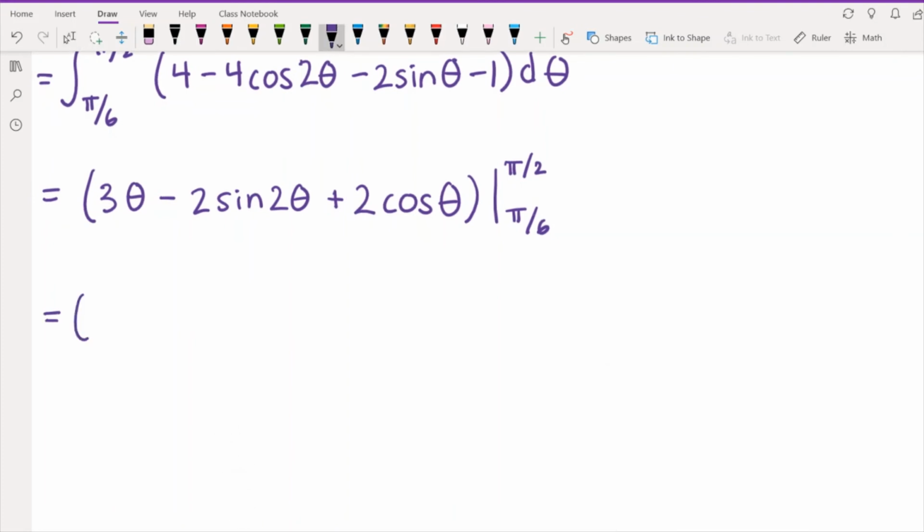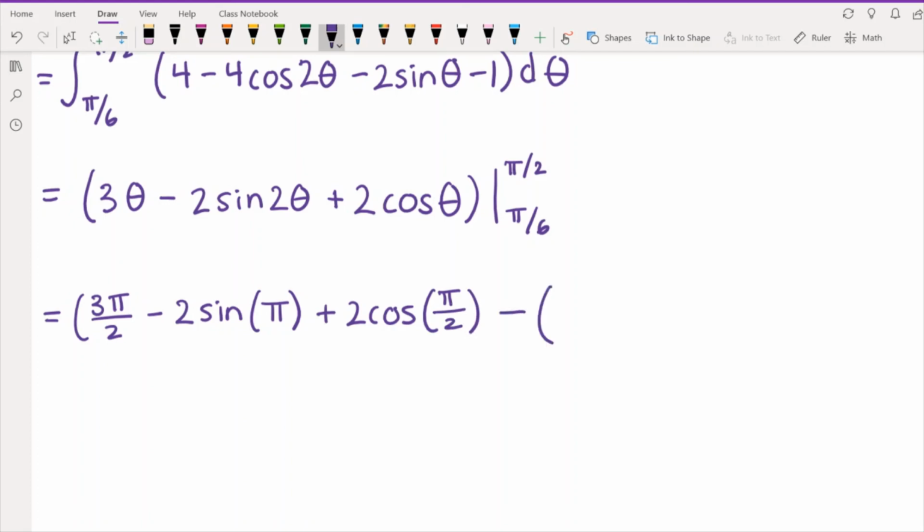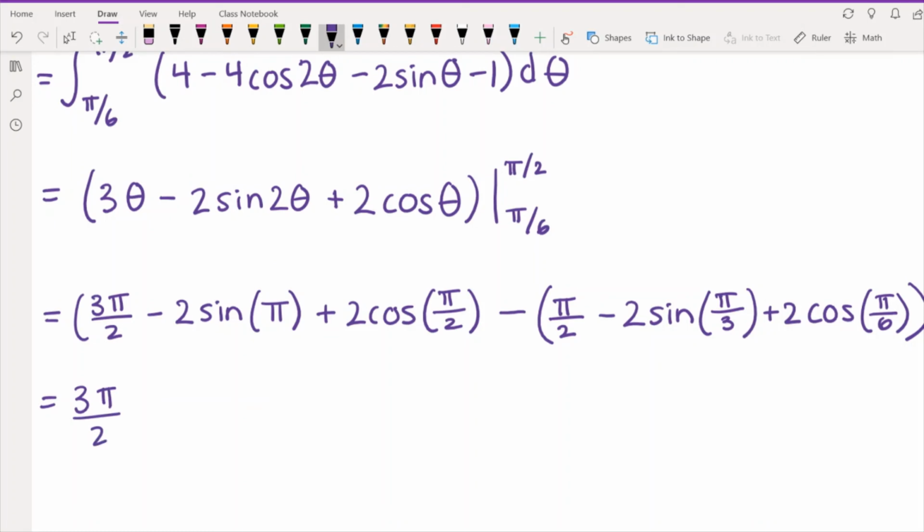Okay, so we end up with 3 times pi over 2, so 3 pi over 2, minus 2 times sine of pi, plus 2 times cosine of pi over 2. And then from that, we're subtracting 3 times pi over 6, so 3 times pi over 6 is pi over 2. And then we have minus 2 times sine of pi over 3 plus 2 times cosine of pi over 6. All right, so that's 3 pi over 2. Sine of pi is 0, so we can get rid of that. Cosine of pi over 2 is also 0, so that all goes away. Then we have minus pi over 2.